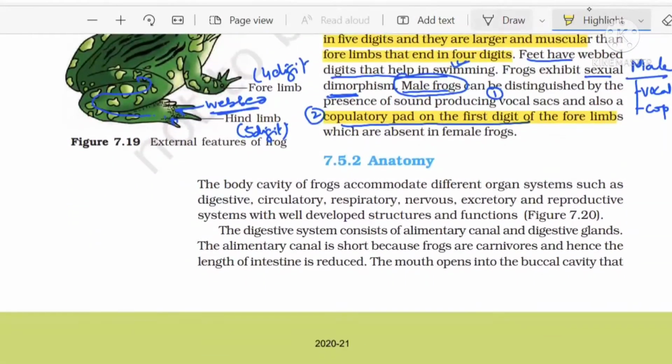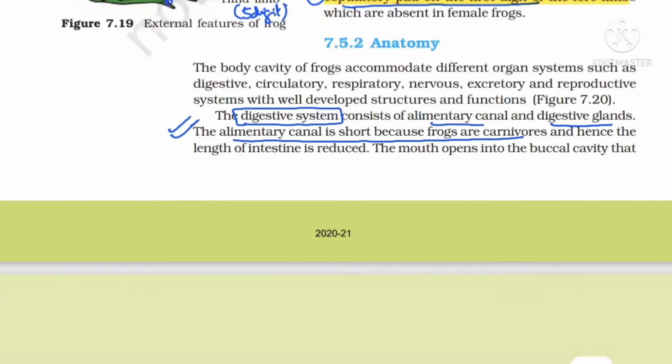Now see the anatomy. First let us focus on the digestive system. It is just resembling the human. It is starting with, if you see, the alimentary canal and digestive gland. The alimentary canal is short because it is carnivore. The question can be asked: alimentary canal is long in the herbivore. Is this statement right or wrong? Yes, this statement is right. Because it is short in carnivore, it is long in herbivore. Is it clear?